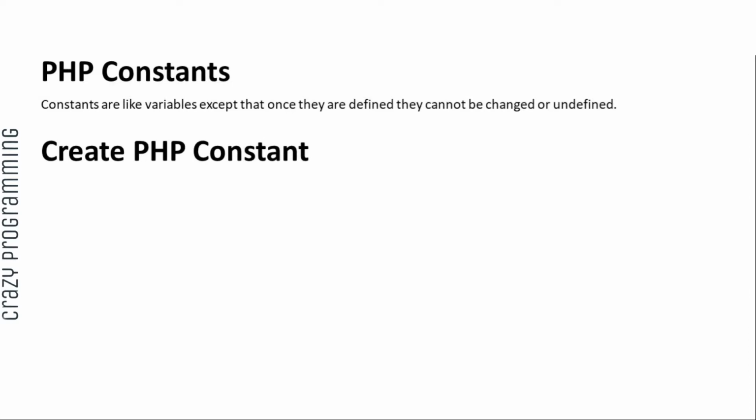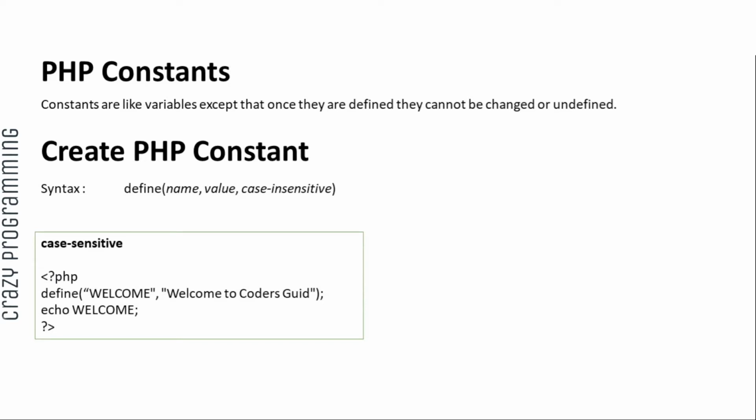Now, create a PHP constant. To create a PHP constant, the syntax is define. Under define, we use the name, comma, then the value, comma, then case insensitive. And now we will understand this in a basic example.